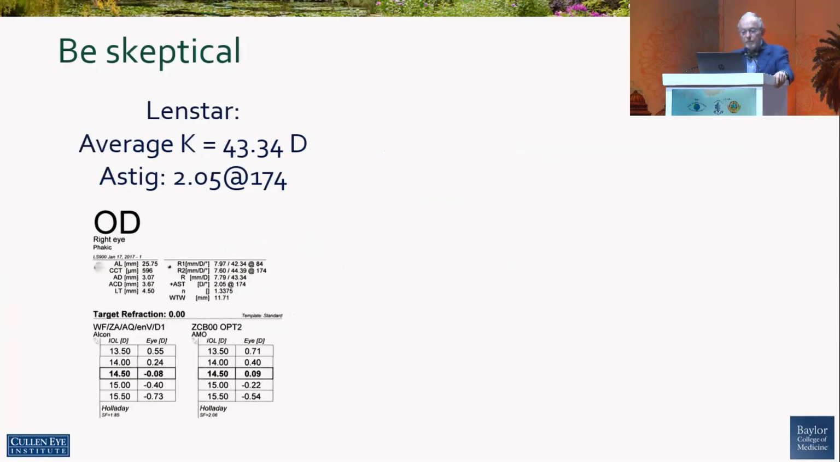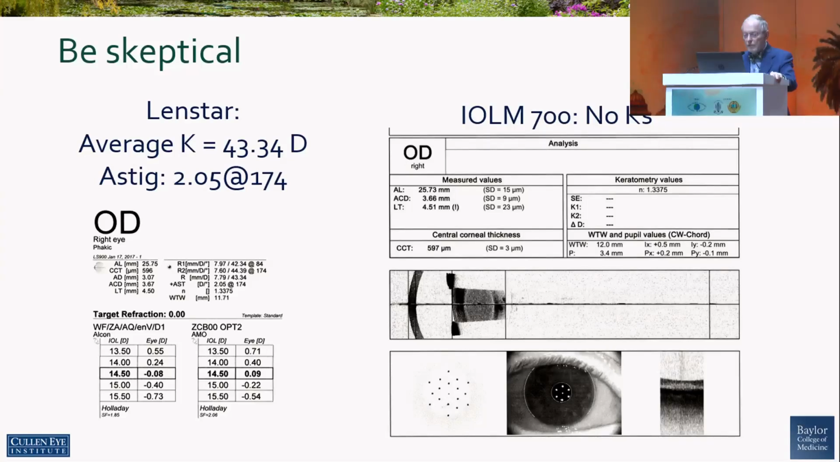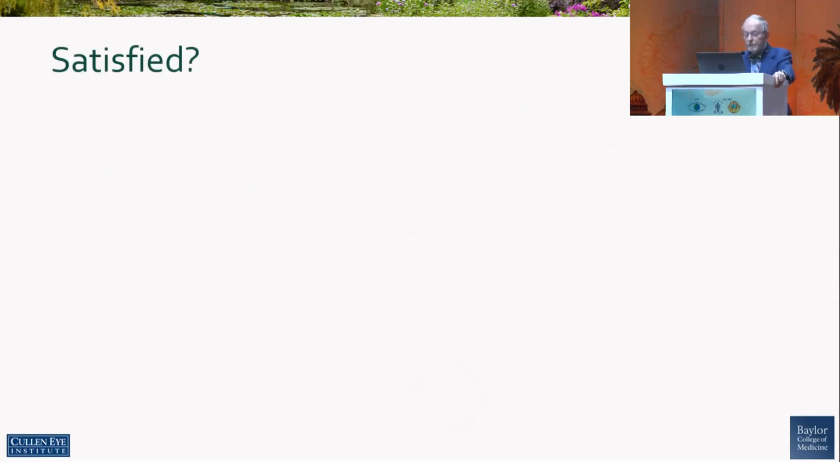Here's an example of a patient of mine. These are the readings on the preoperative visit, the Ks 43.34, astigmatism 2.05 at 174. IOL Master didn't give me any K readings for this patient. And I looked at the Mires, and there was a missing data point down there on the lower left. There's one of the Mires that did not reflect.